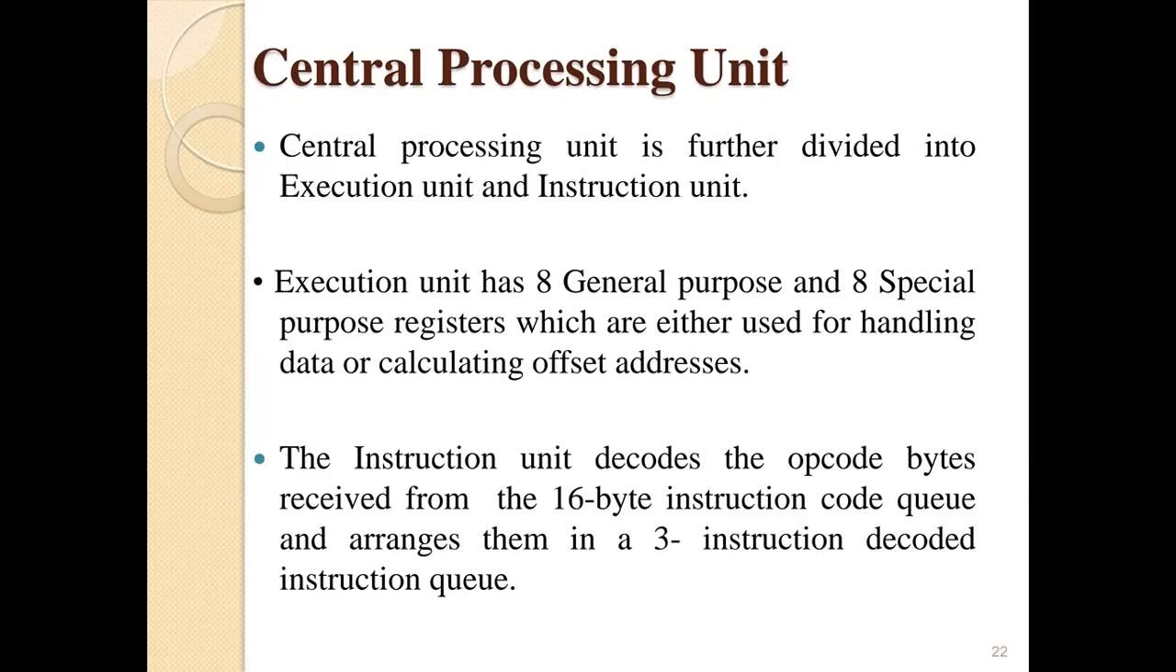The central processing unit is further divided into the execution unit and the instruction unit. The execution unit has 8 general purpose registers and 8 special purpose registers, which are used either for holding data or for calculating offset addresses. The instruction unit decodes the opcode bytes received from the 16-byte instruction code queue and arranges them in a 3-instruction decoded instruction queue.